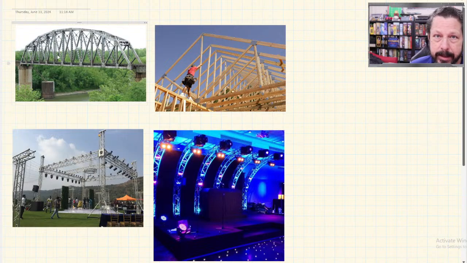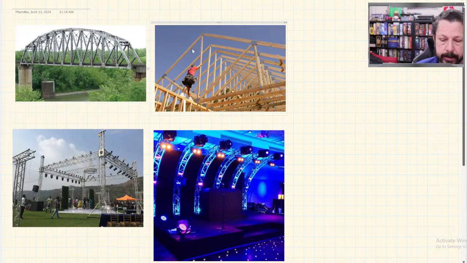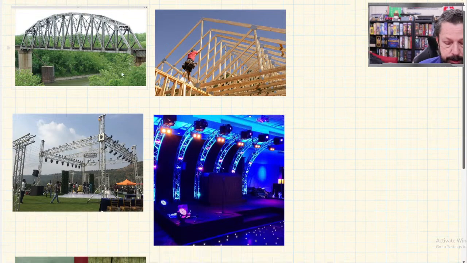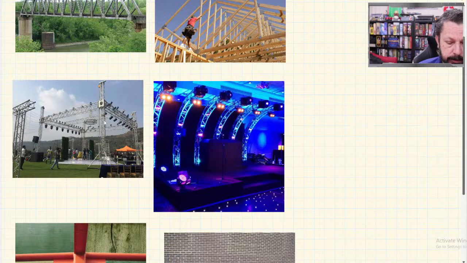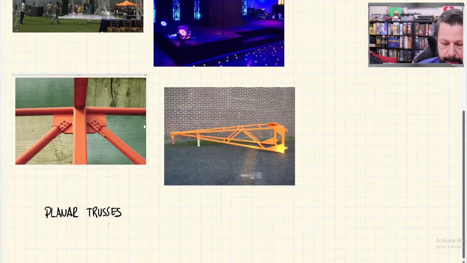By planar, I mean that all the members, so a member would be one piece, like this little piece of wood right here in this wooden truss, that would be one member. So all of the members of one truss are in a single plane, would be what I mean by planar. Sometimes you would just say 2D trusses, but you can connect planar trusses together to make things like bridges and light rigs and all sorts of things.